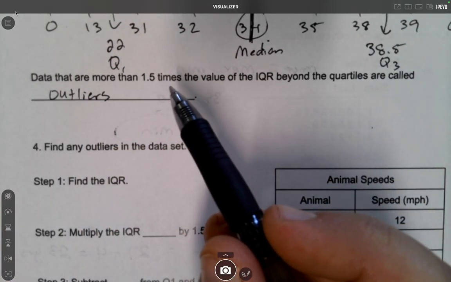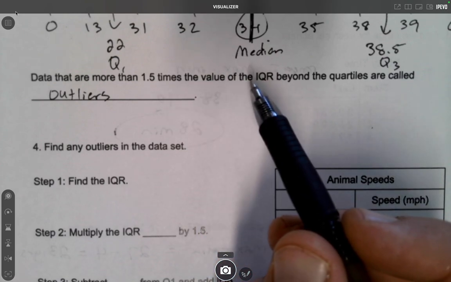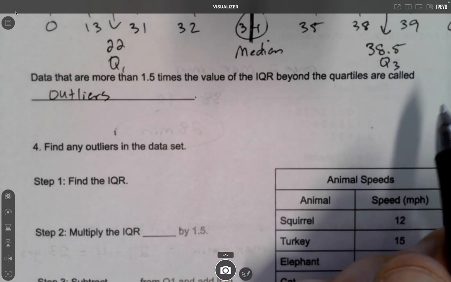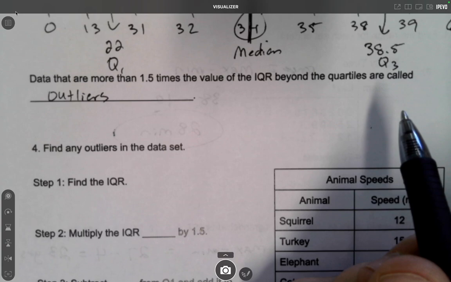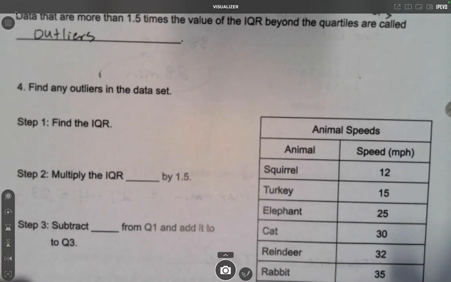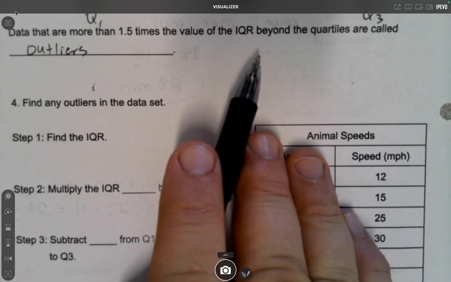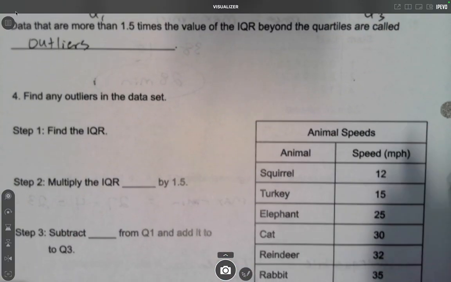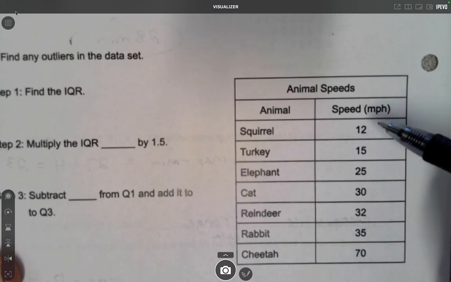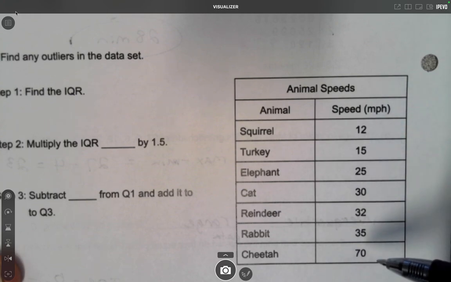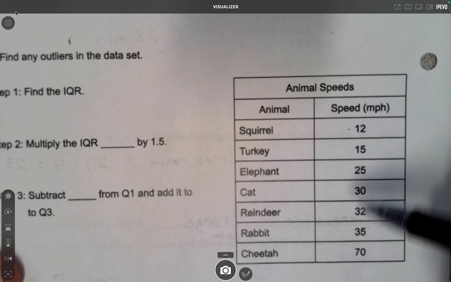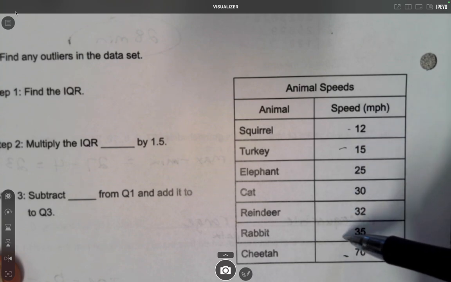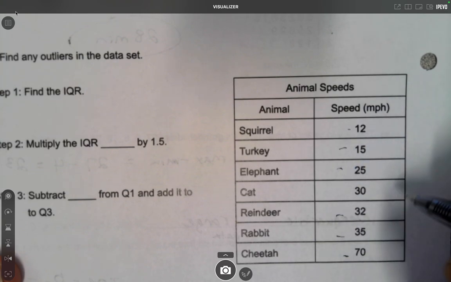So it's 1.5 times the value of the IQR beyond the quartiles. So I'll explain that as we go through this example. So since it's 1.5 times the IQR, we got to find the IQR first. So they were nice, and they already put these in order for us. So let's see, I knock off this one, and this one, this one, this one, this one, this one. So 30 is our median. It's right in the middle.